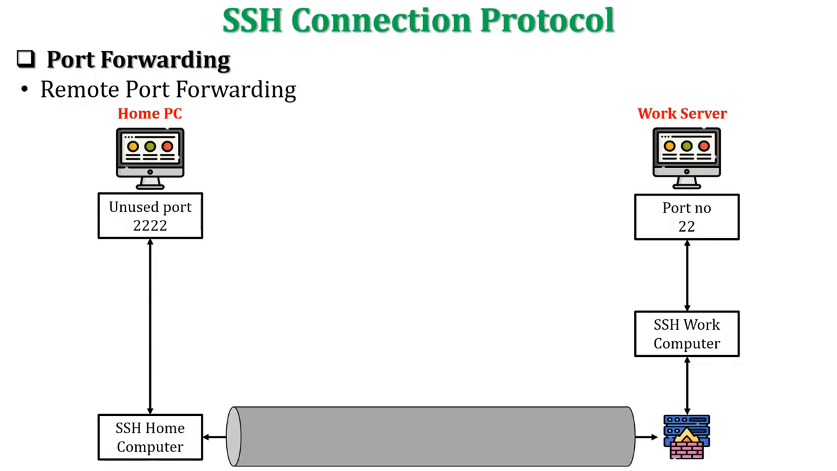Now check how you can access the data from the work server on your home PC. Whenever you access data from your home PC to the work server, the server will send that data to the SSH work computer from port number 22. The SSH work computer encrypts that data and sends it to the SSH home computer through the tunnel. The SSH home computer receives and decrypts that data. And then the SSH home computer sends this data on port number 2222 to your home PC. So this is all about remote port forwarding.